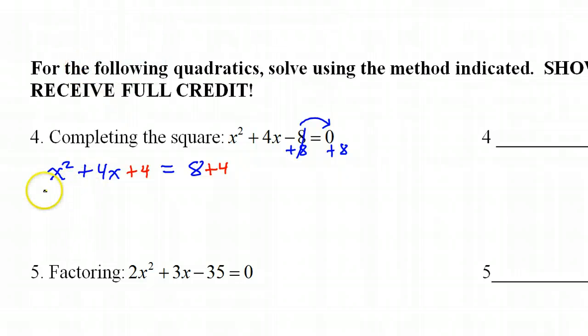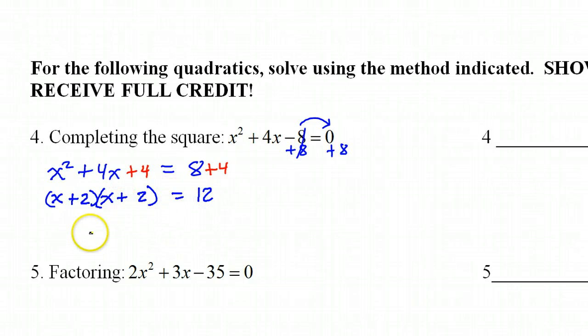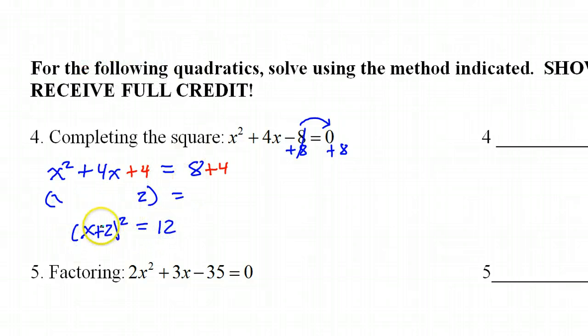So this will always factor now as the same thing twice. Okay, so x squared, that'll be x times x. 4 will be 2 times 2. Alright, plus and plus. And of course this is 12. The benefit of having the same thing twice is that I can now write this as x plus 2 squared equals 12.